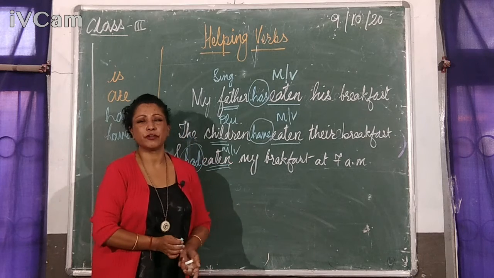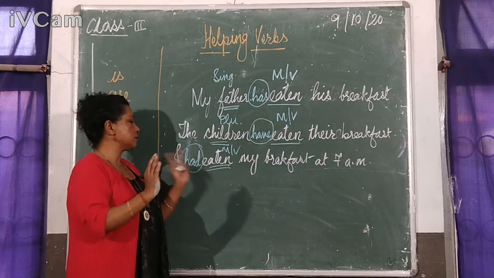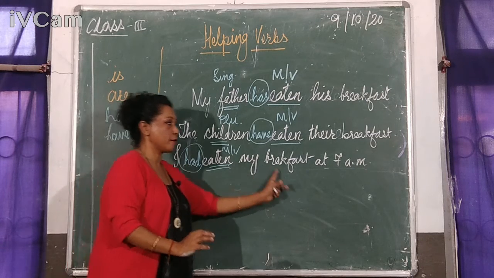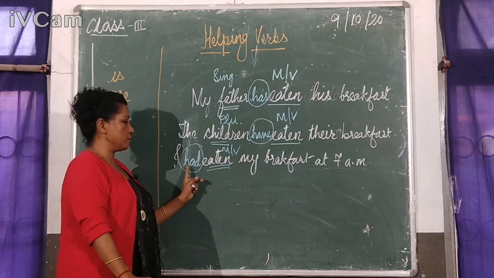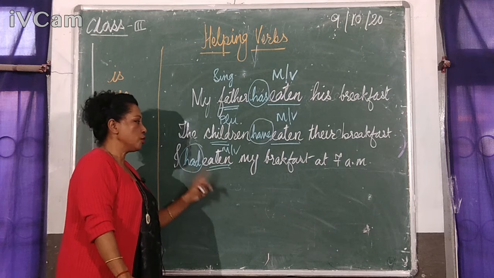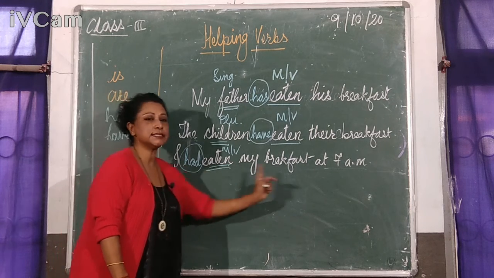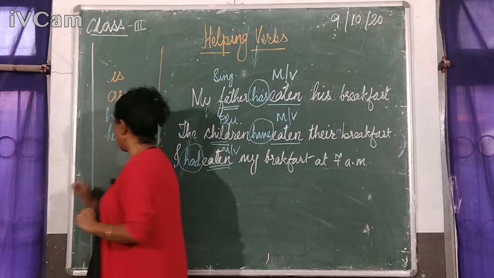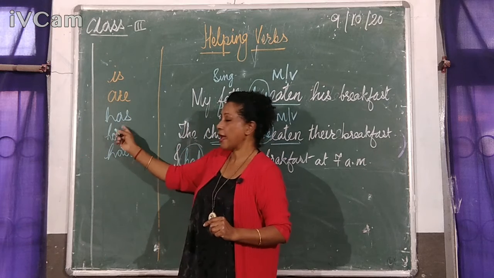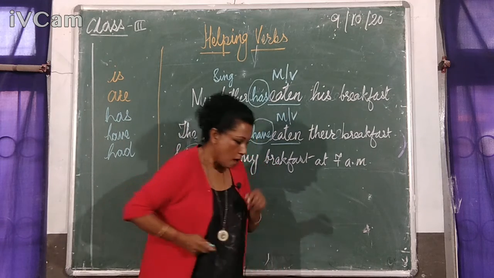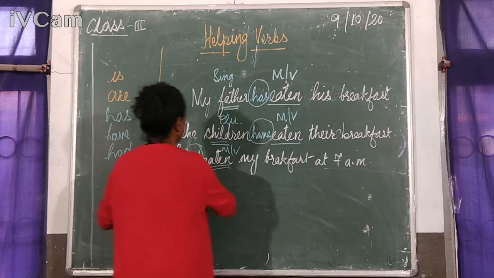And now I'm feeling hungry. I'm feeling hungry now because why are you feeling hungry now? Because I had eaten my breakfast at 7 a.m. That means early in the morning. All right. So another helping verb here is had, which will help the main verb eaten to make the sentence complete. So is, are, has, have, had. Okay. There are many other verbs also.